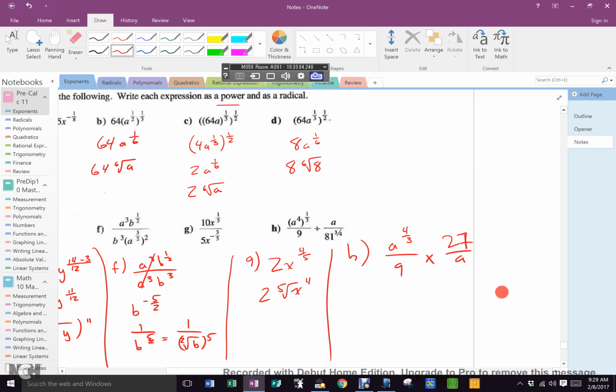So that 27 is what lives there. Now, 9 and 27 cancel, 1, 3. 4/3 minus 3/3, so 3/3 of this cancel to get 1/3, and that A is gone. So now I have 3A to the 1/3, which is also 3 cube root A.